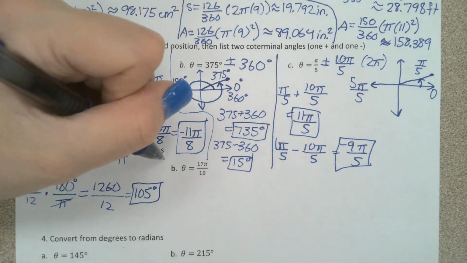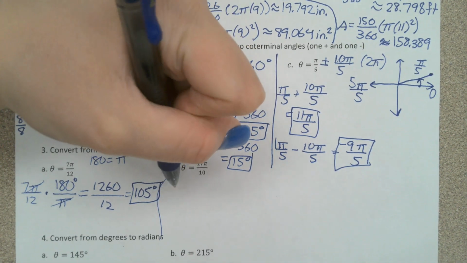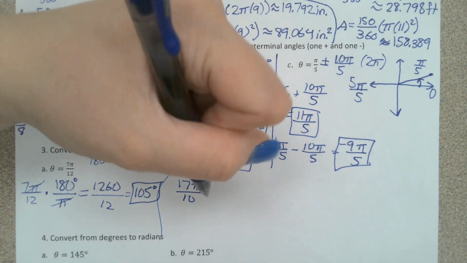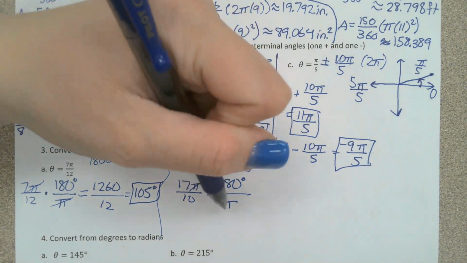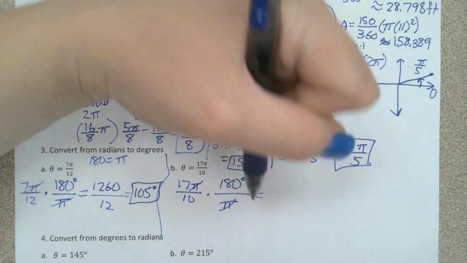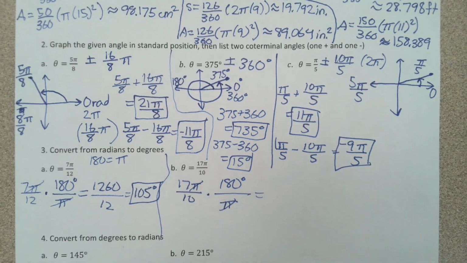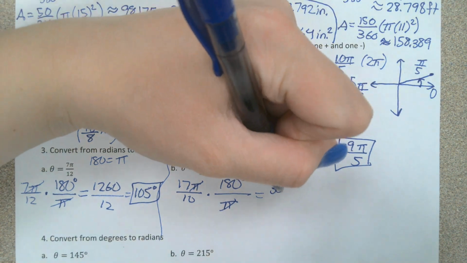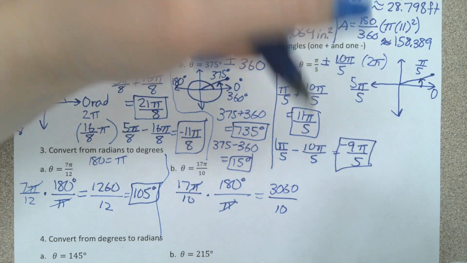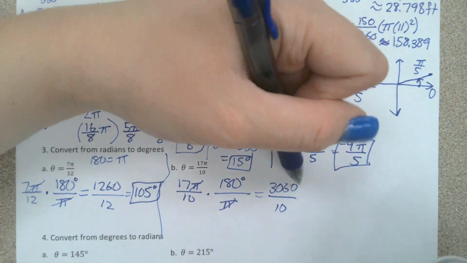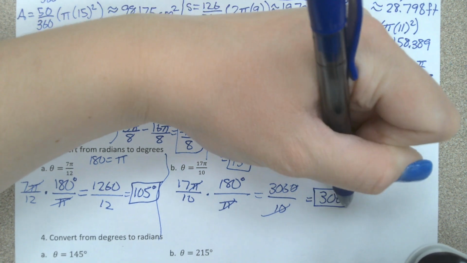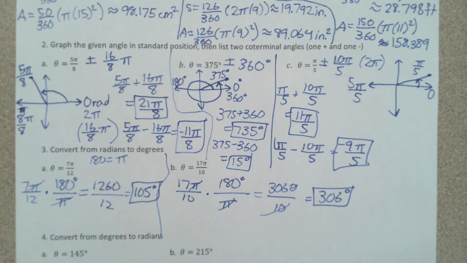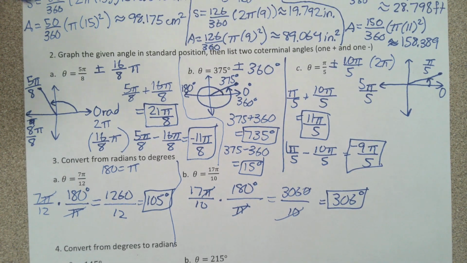I'm going to repeat that for part B. 17 pi over 10 times, I'm going to do the same factor, 180 on top, pi on bottom, because I want degrees. These cancel. 17 times 180. This one does not divide very well. 3060 over 10. Oh wait, actually it does. Divide by 10, I'm going to knock off that 0. I'm going to be left with 306 degrees. Okay, not too bad.